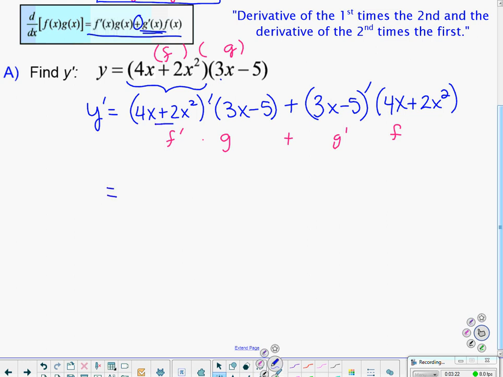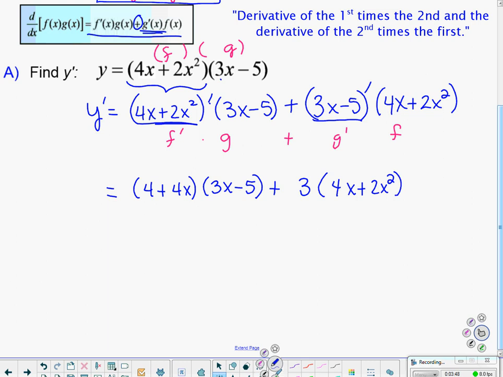The derivative of this first function would simply be 4 plus 4x, using the power rule, and then multiply by 3x minus 5. Add, now I need to take the derivative of the g function. That looks like it's just going to be 3, doesn't it? Because I'd have 3 minus 0, so just 3. And then 4x plus 2x squared. No derivative on the f function. That is essentially the derivative, but we are going to simplify it because there's probably a lot of terms that will combine.